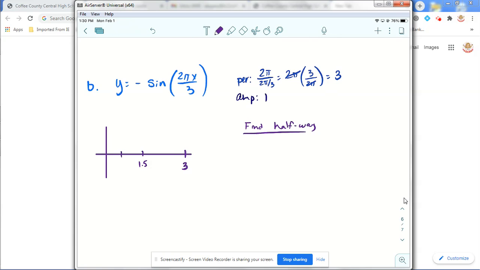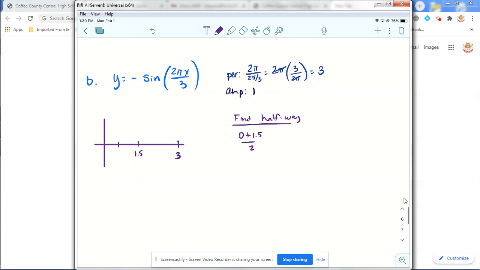To find halfway between two numbers, you add them together and then divide by 2. So 1.5 divided by 2 is 0.75. So that's this one. And then halfway between 1.5 and 3, same thing. We add them together, we get 4.5, and divide that by 2, and that's going to be 2.25. And then we want to label our amplitude 1, and then the opposite of that, -1.